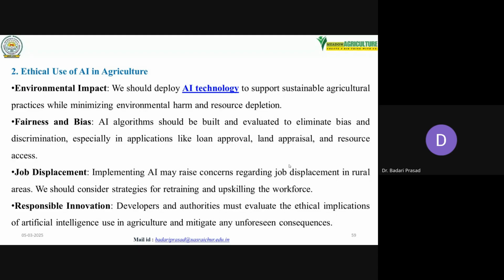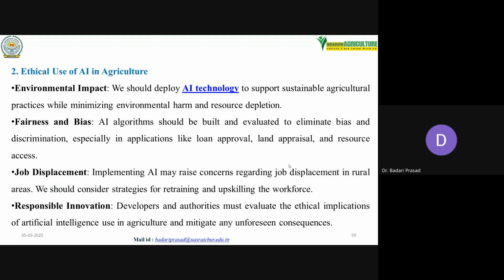Job displacement: implementing AI may raise concerns regarding job displacement in rural areas. We should consider strategies for retraining and upskilling the workforce. Take for example, if the farmer has 10 acres of land, one machine can harvest within 8 to 9 hours. The 40 to 50 laborers who used to engage in harvest and threshing of the particular crop will be replaced by a single machine. So what do those 40 to 50 laborers do? Where do we deploy them? That will be the big question.